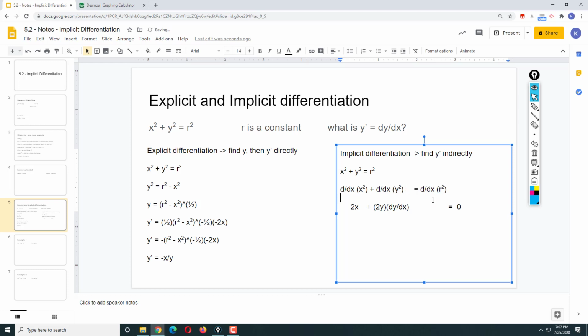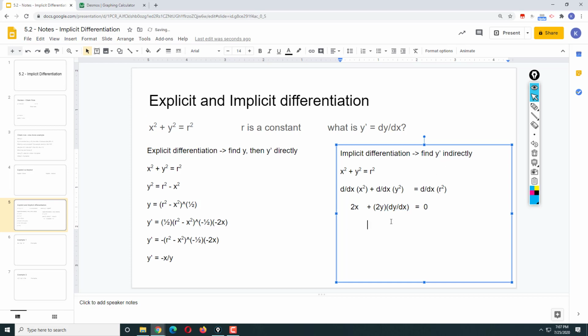So the derivative of the first term is 2x. The derivative of y squared is 2y times dy over dx. The derivative of r squared equals 0. Okay, what do we do now? Well, we're looking for dy over dx, so we have to move everything away.